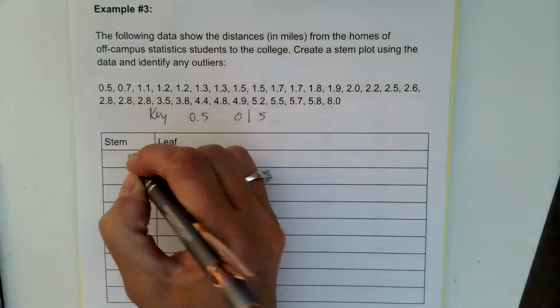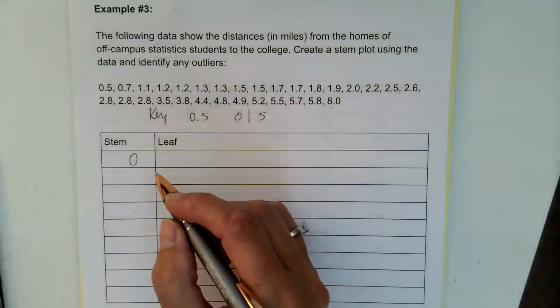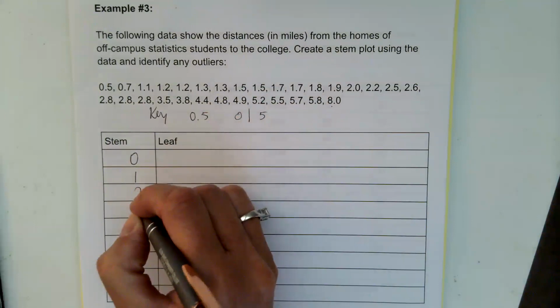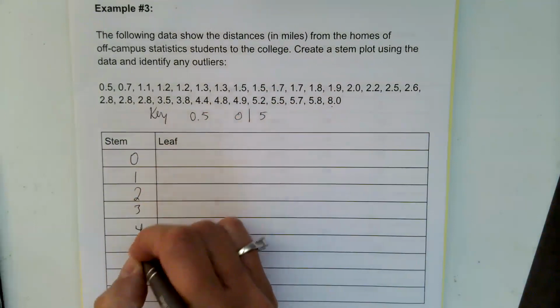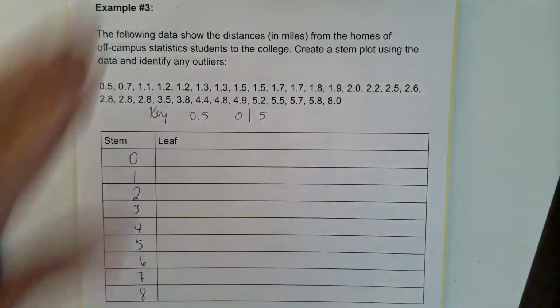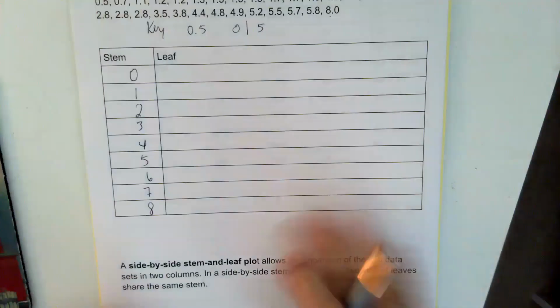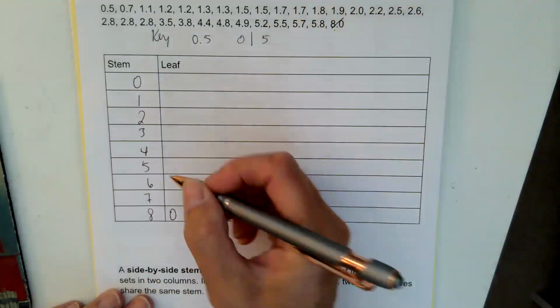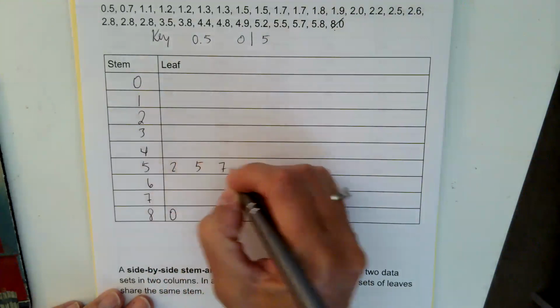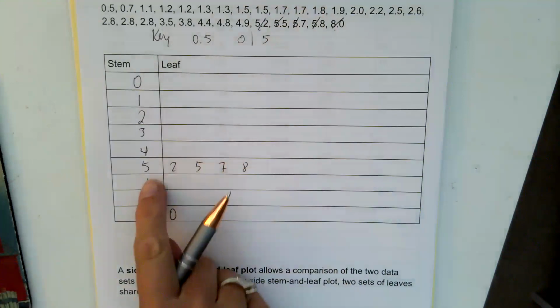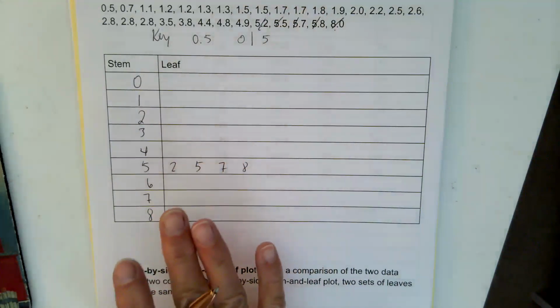So I've got some that are only a half mile away, all the way up through in the 1 to 2 miles away, 2 miles away, 3, 4, 5, 6, 7, 8. And now you might be wondering already, well, there are none in the 6 and 7 miles away, and that's okay. I have one person that's 8 miles away. I'm going to cross that off. And then they jump down to the 5s. There's a 5.2, a 5.5, a 5.7, a 5.8. And so I still have to have a placeholder visually for the 6 and 7 so that I can see the big picture of what's going on with the data.